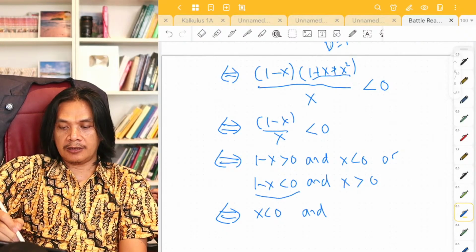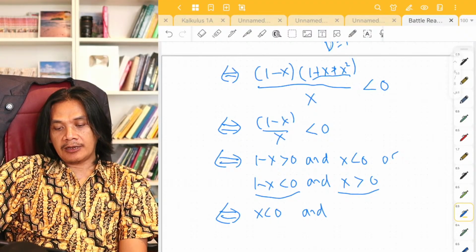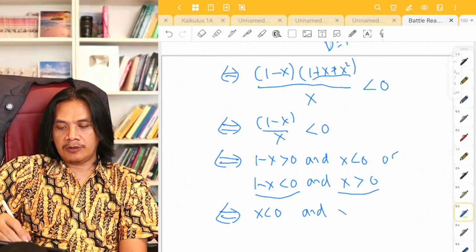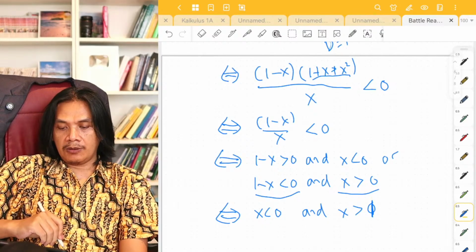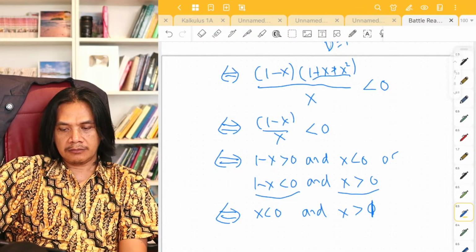This one, and this one. So at the same time, x is greater than 1 and x is greater than 0. So what is the intersection between x bigger than 1 and x bigger than 1? Okay, so then this is it: x less than 0, x bigger than 1.